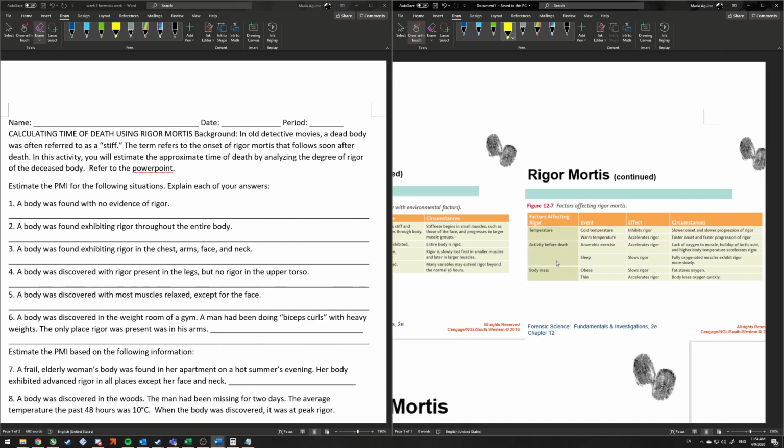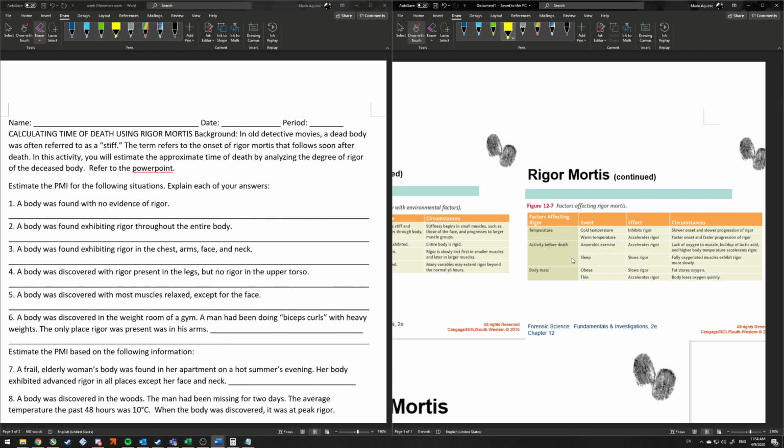Next, there are different factors that affect rigor. The first one would be temperature. If it's cold outside or inside, wherever the body is found, it's going to inhibit rigor, which means it's going to slow it down. If it's warm wherever the body is found, that means it's going to speed it up. So your body is going to tighten up a lot faster.